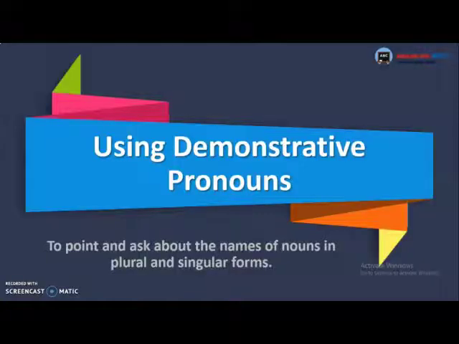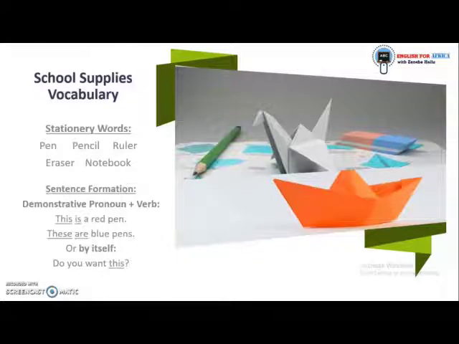Now let's go to how you can use demonstrative pronouns to point and ask about the names of nouns in plural and singular forms. So I'm going to give you a little bit of subject-verb agreement rules of grammar. To do that, we'll choose one category, that is school supplies vocabulary. So we have here stationery words: pen, pencil, ruler, razor, notebook. So using these stationery words, we are going to form sentences. I'm going to show you the grammatical rules that you need to be careful about when you construct sentences using demonstrative pronouns. This is a red pen.